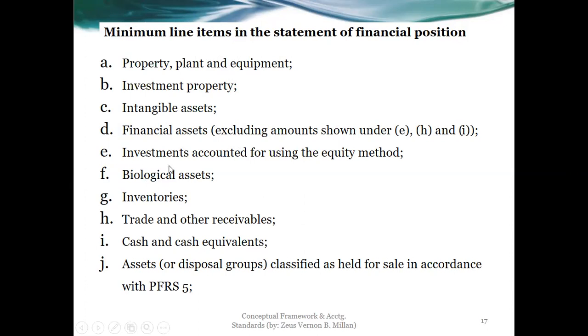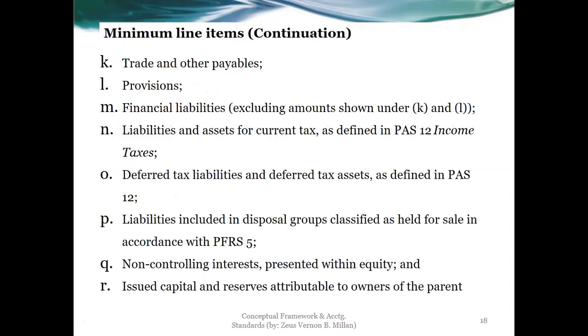Because for example, for letter F, biological assets, so these are the living plants and animals with certain exceptions that we will know of in other accounting subjects. So we cannot present this one just because it is said in the minimum line item, even if we don't have biological assets. So that's why I said we can expect to see these items as a minimum, but only the applicable ones. Then another one will be, this one will be on the liabilities.